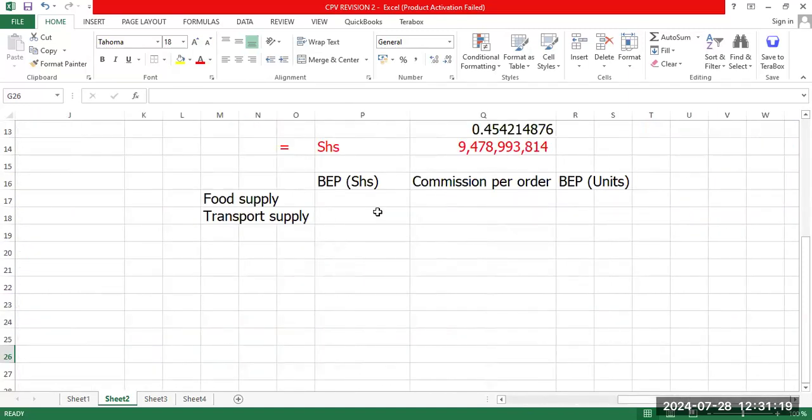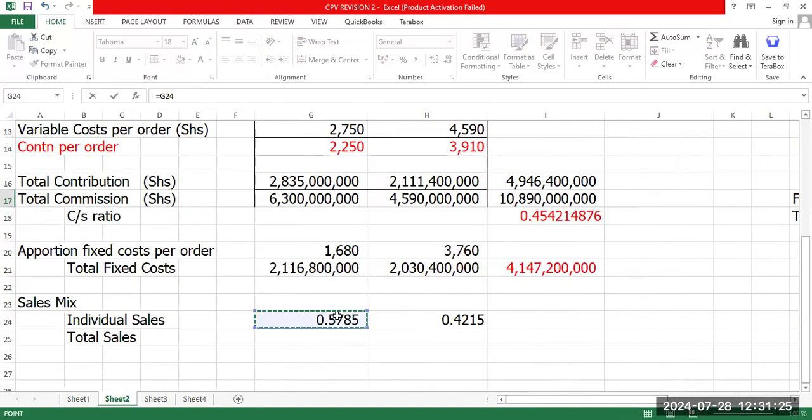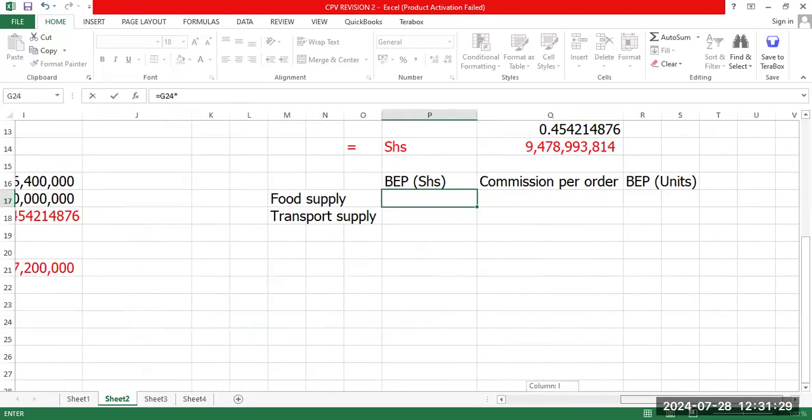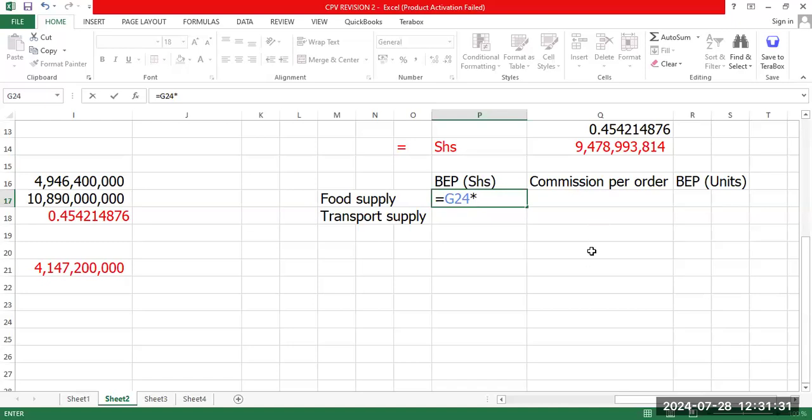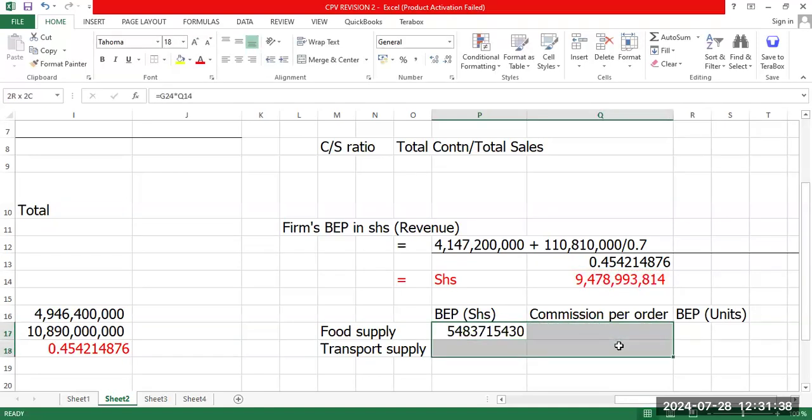Then you come here, just get the sales mix for food supply. What is the sales mix for food supply? It is this one. Then multiply by the overall break-even point in shillings, and you have that. Let me hope you are getting the same answer.